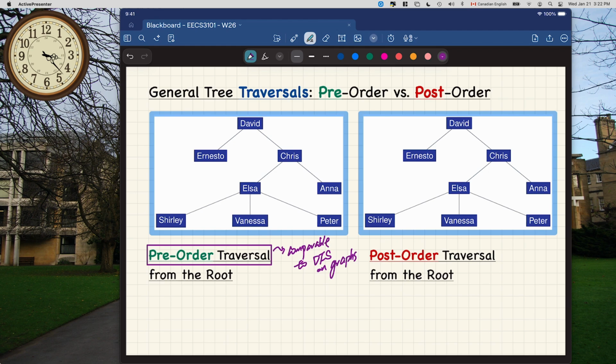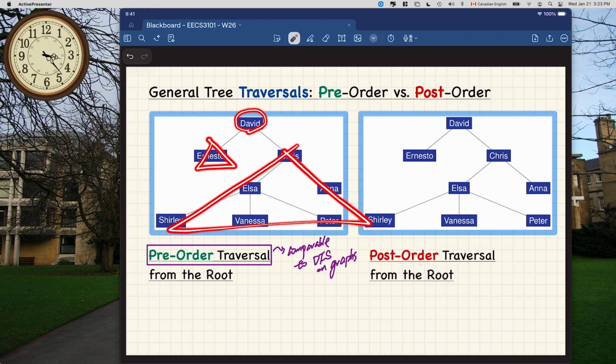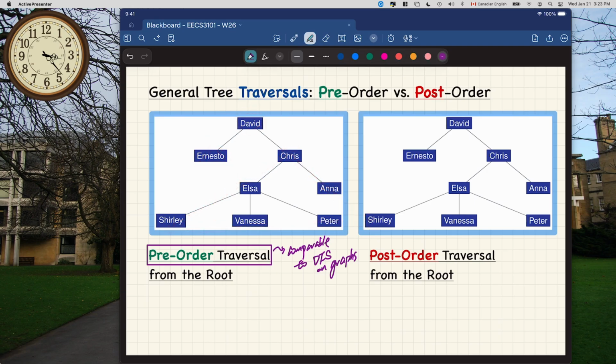All right, how do we do pre-order? It's recursive, and the procedure goes like this. You're going to visit the parent first, and then you're going to recursively pre-order traverse the first child, and recursively pre-order traverse the second child, and etc. All right, let's start with the top level, okay? So I'm going to visit the root. So let's say I start from just David right here. So that's the root. So I'm going to have David. And then I'm going to recursively pre-order traverse the left child.